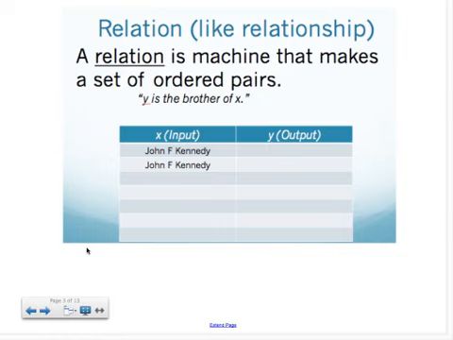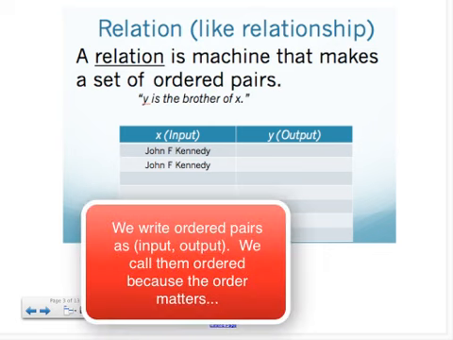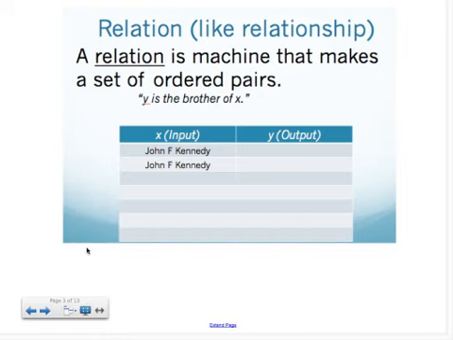A relation is kind of like a relationship that you think about on a daily basis. So a relation is a machine that makes sets of ordered pairs. So I take something, I put it into this machine, and it creates a pair that includes that first something. An example would be, y is the brother of x. So in my first column here, I can write things I want to put into the machine, and then I need to be able to pair this input with something else.